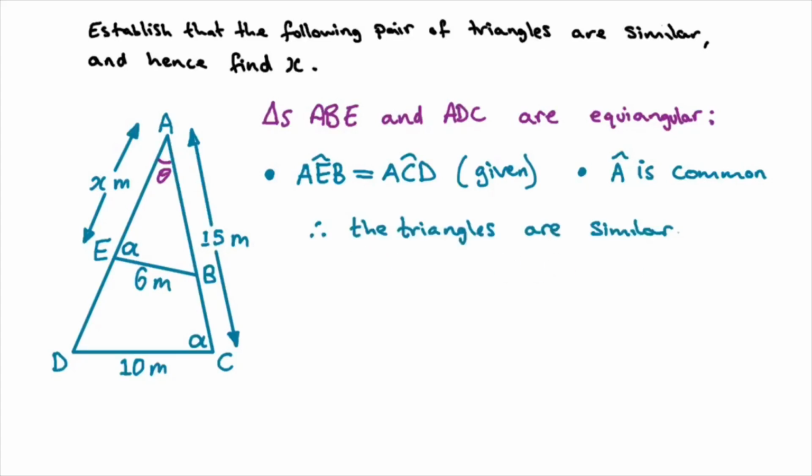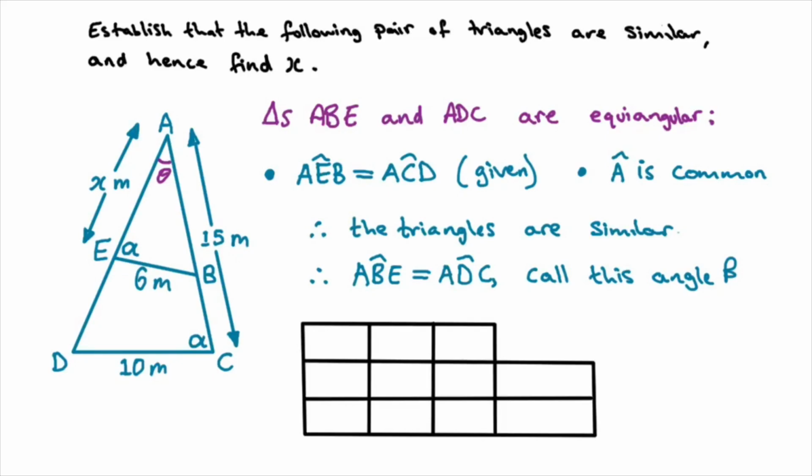So pause the video here and attempt to solve this problem by yourself. Try to use the table method. So if you're working it out, it looks something like this. Since you already had alpha and we labeled this one theta, then the final angle ABE and ADC, we can call that beta. If I fill up my table of values, I've got my small triangle, my large triangle, alpha, beta and theta. Now I'm looking for the lengths opposite these angles.